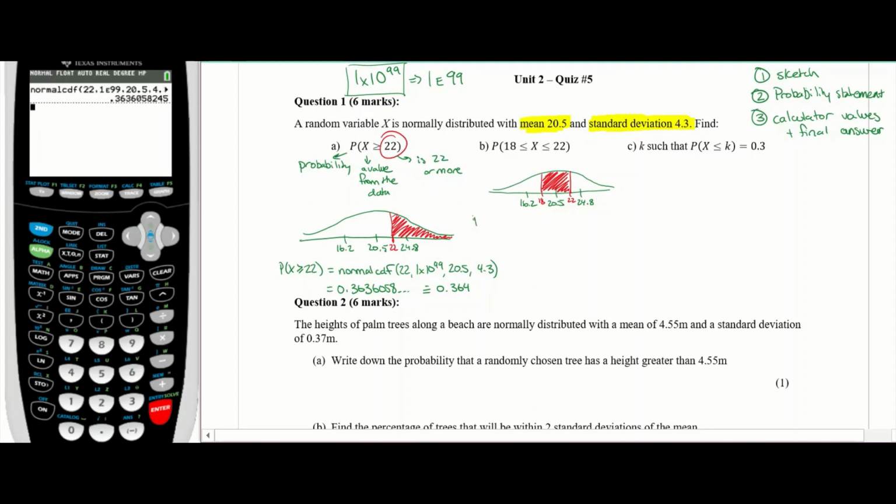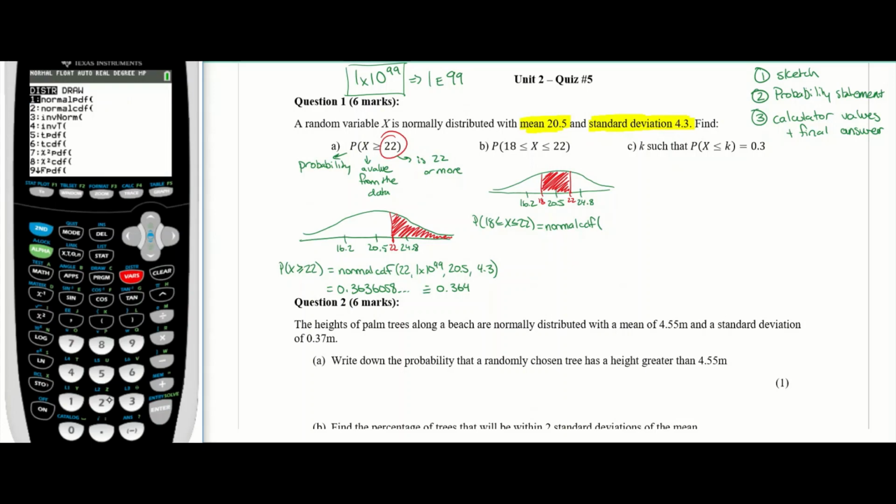So it's the same function on your calculator. I'm going to give my probability statement, and I'm going to use the normal CDF function, but my values are going to be a little bit different. So when I go back to my normal CDF, I am going to have a lower bound this time of 18. That's the lowest I'm willing to go. And now my upper bound is something specific. It's not just going to be a really large number. It's going to be 22. Mean and standard deviation are the same. So I'm going to paste that in.